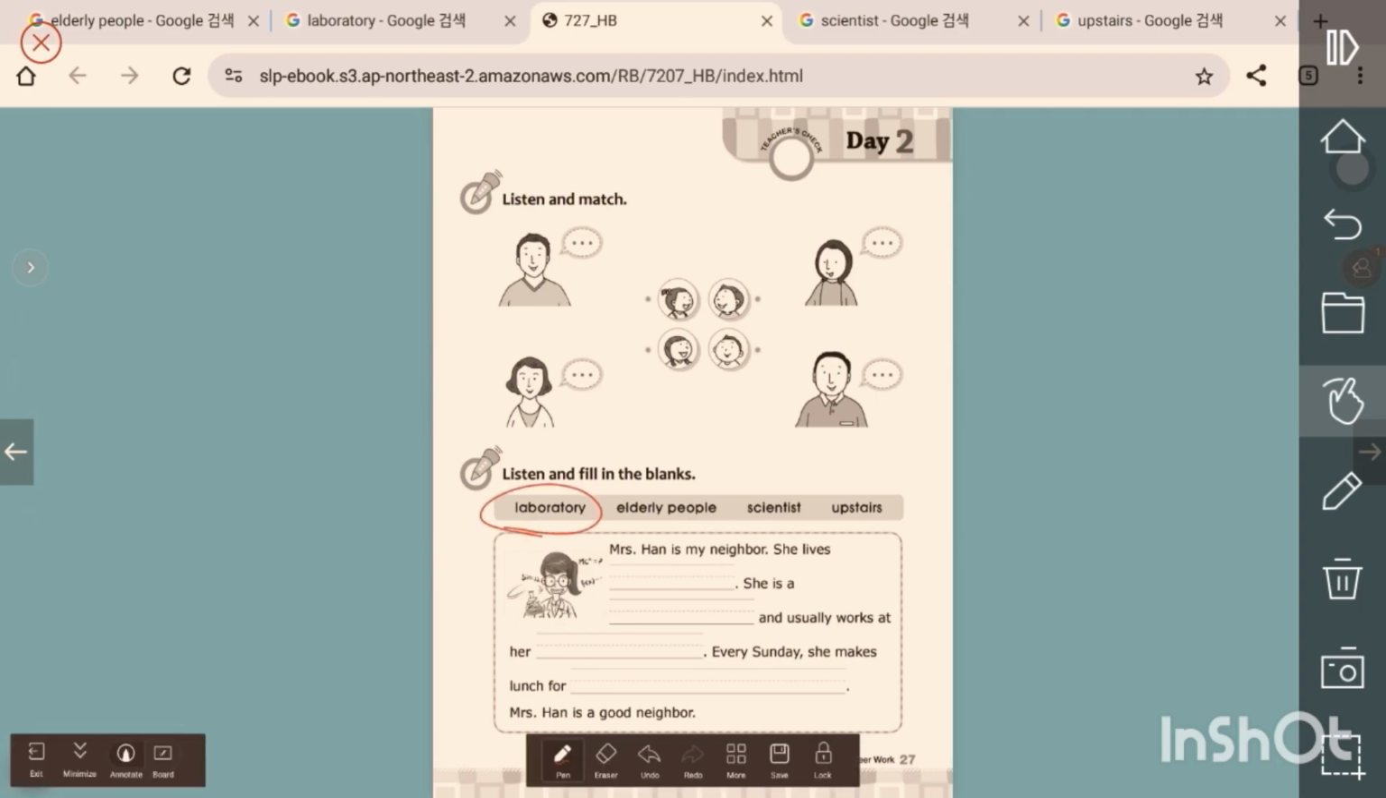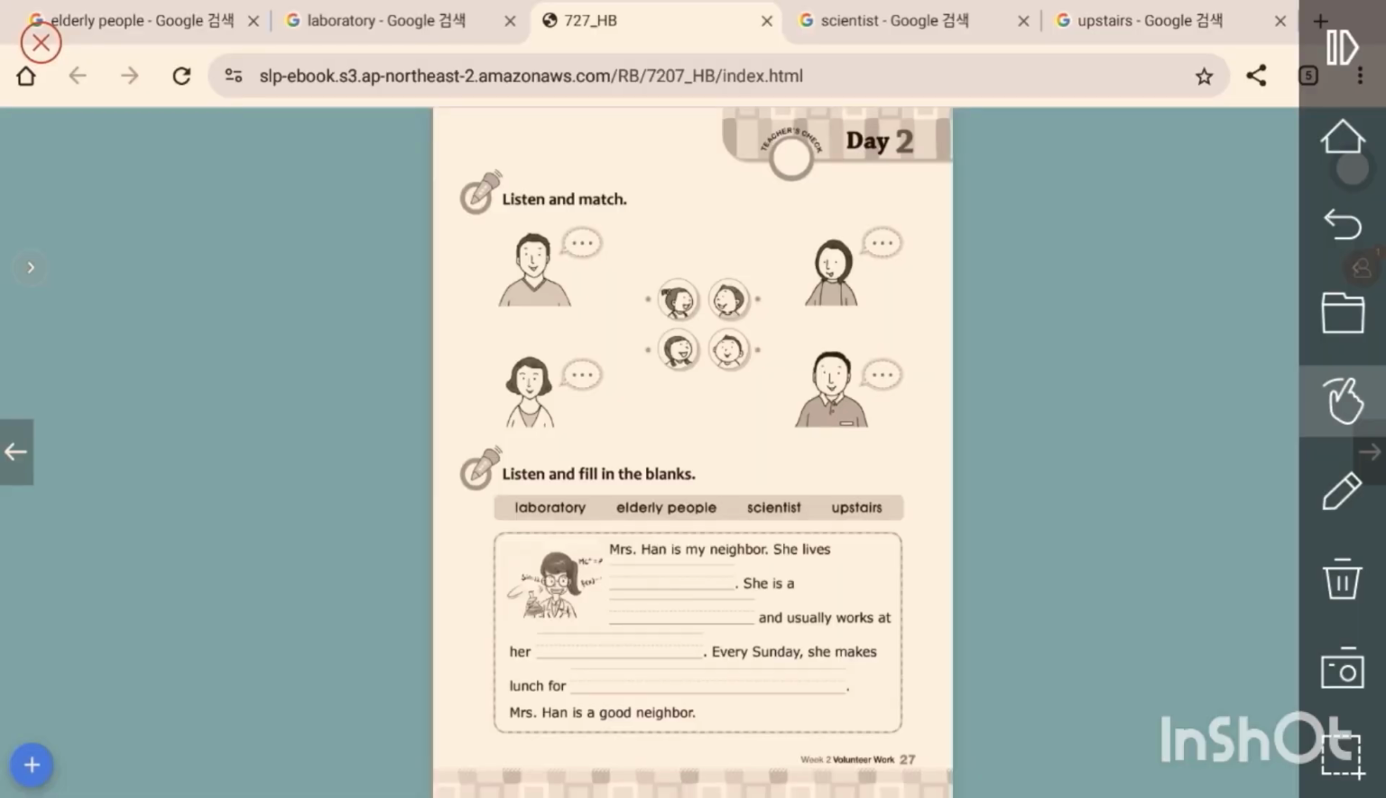So once we review through that, I will tell them how to do their homework again. I would say you will use these words to fill in the blanks, and we'll go over the words again. Laboratory, elderly people, scientists, upstairs. You will use these words to go here in these blanks. Read the sentence, write the words. Everybody understand? Yes, we understand. Good job. They don't say yes, we understand, but they'll just say yes.